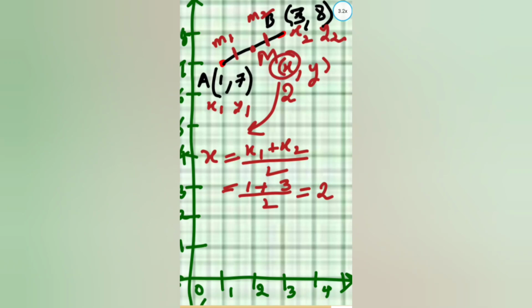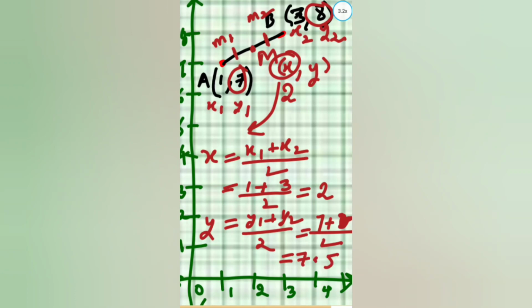Now, in the same manner, how to get y? Y1 plus y2 divided by 2. Now y1 is how much? Look here, y1 is 7. Y2 is 8. So 7 plus 8 is 15. Divide by 2. 15 divided by 2 is 7.5.